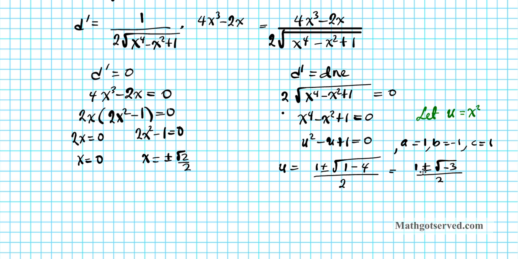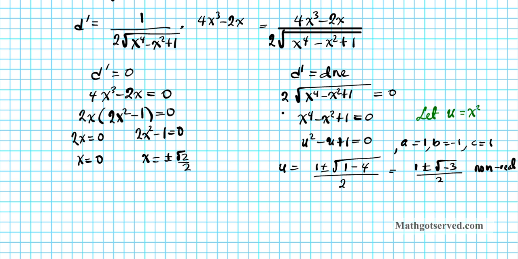Now, if you examine the radical component, you notice it is negative. So our solutions here are going to be non-real. They're not real solutions, not points we can graph on the graph. So you know what that means. There are no real values of x that satisfy the non-existence of the derivative.